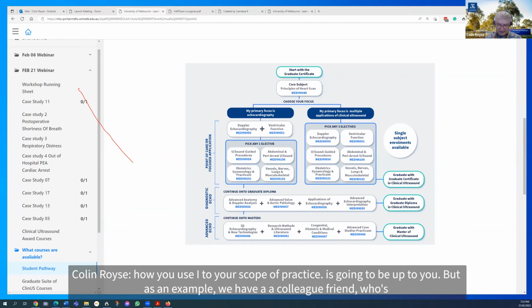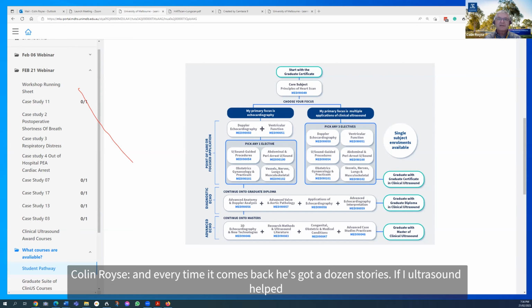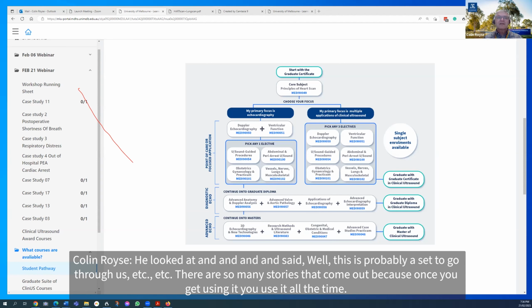But as an example, we have a colleague, friend who does a lot of country rotations managing the ED. He's a GP, but effectively he's working as a rural GP. And every time he comes back, he's got a dozen stories of how ultrasound helped. Whether it's he diagnosed a heart failure, he saw something on the heart, he just diagnosed a fracture in a child because he put the hand in the water bath, put the ultrasound on and could see a black line crossing the cortex. He looked at a knee and said, well, this is probably a septic arthritis, etc., etc. There are so many stories that come out because once you get using it, you use it all the time.